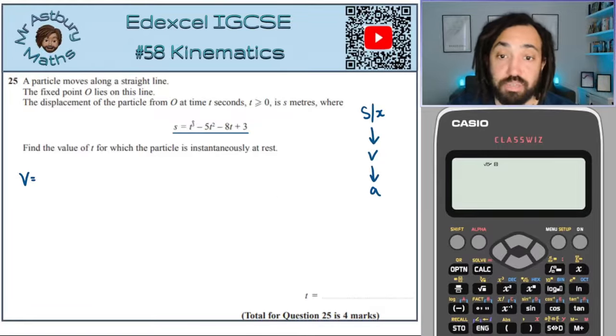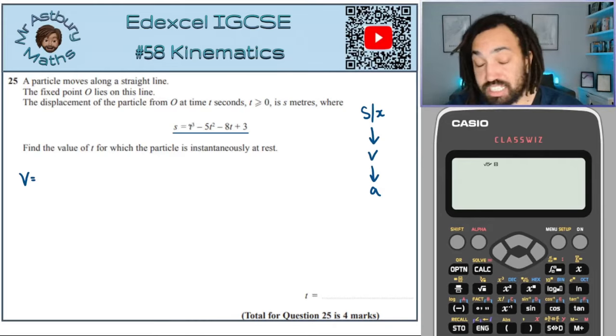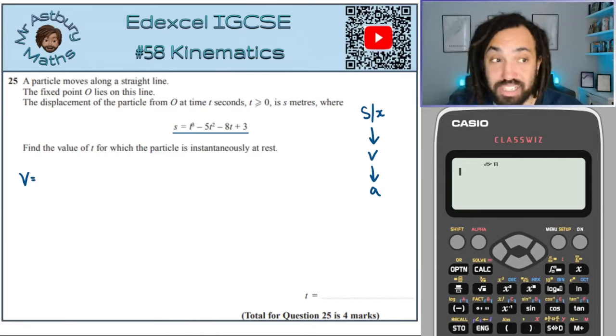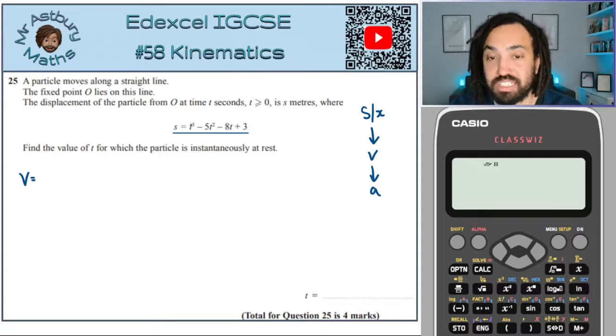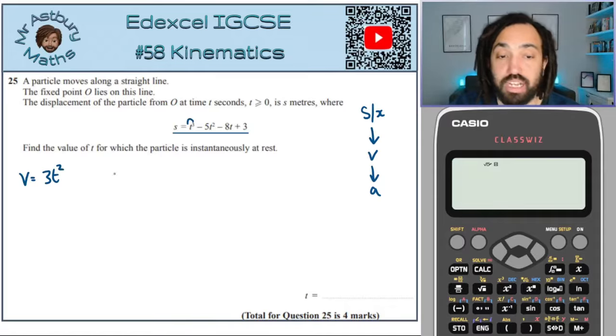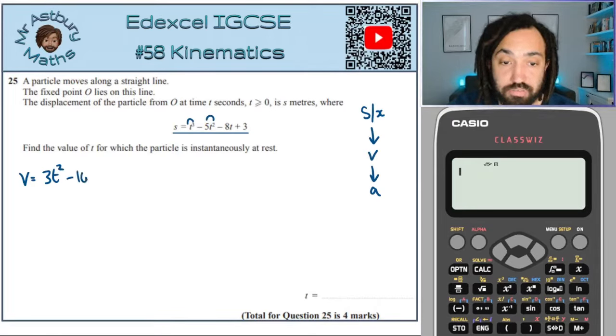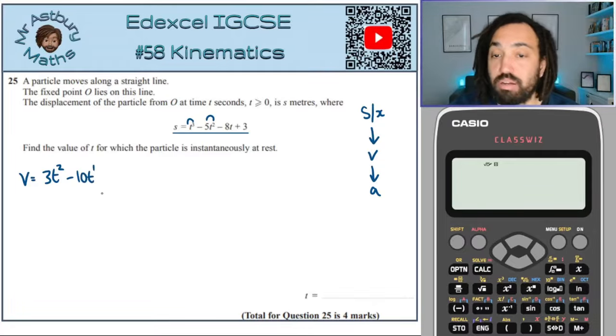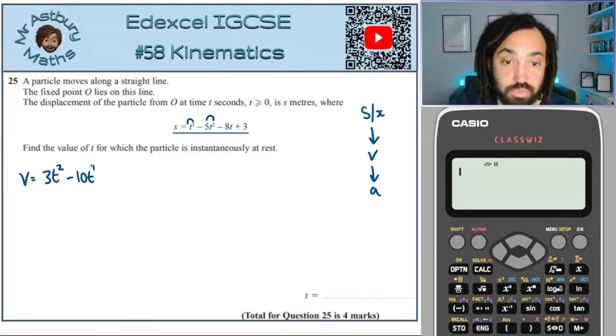Okay, so that's the first thing I'm going to do. Whenever I see this kind of function of t at the back end of the paper, just differentiate it, get yourself at least 1 mark. So the 3 comes down, times by 1, and then we drop the power down by 1 to 2. The 2 comes down, times by -5, and then drop the power down by 1 to 1, which is just t, so we don't need to write it.